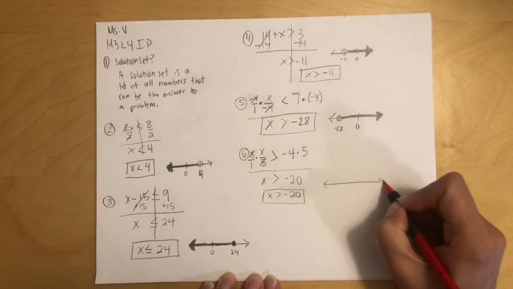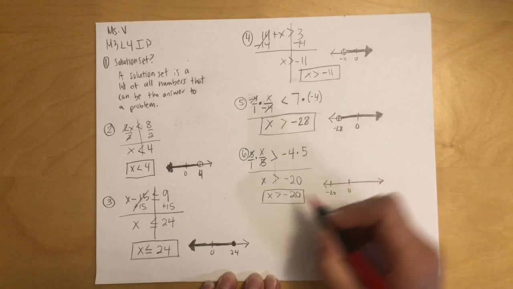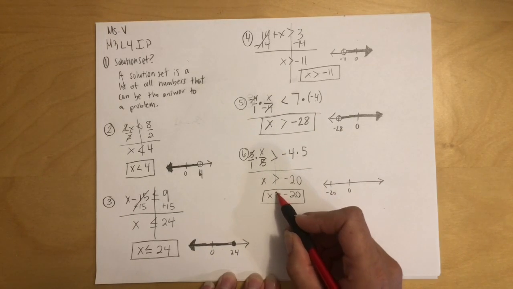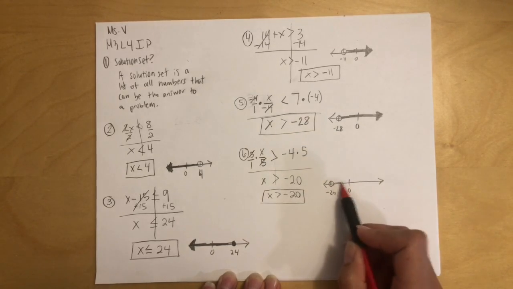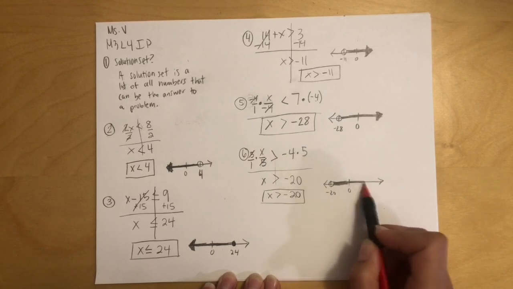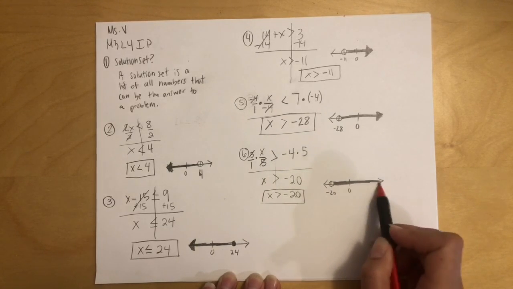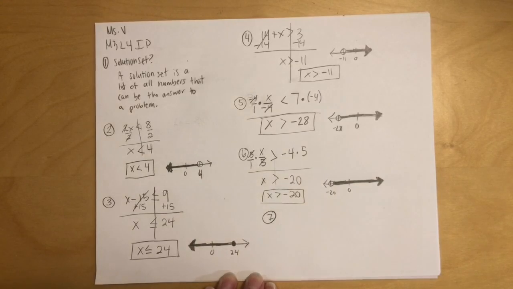And I can illustrate that, put my 0 in, negative 20, and it is greater than, not equal to, so it's an open circle, and then I shade positive, because all the numbers greater than negative 20 are part of my solution set. Number 7.